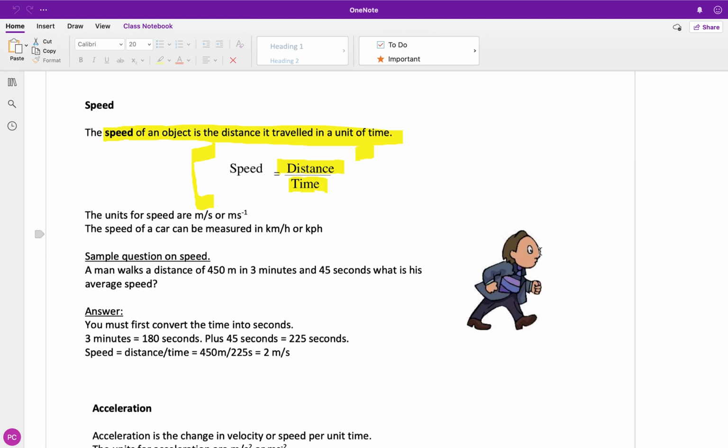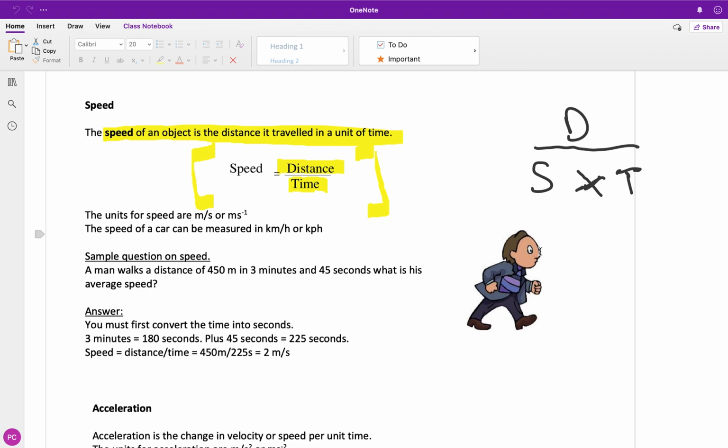So with density, we needed to know the mass and the volume. For speed, we need to know the distance and the time. You might remember, everyone seems to have done this in primary school, and we do it in maths as well. Distance, speed, time triangle. If not, we can go through it. Distance, speed, and time.